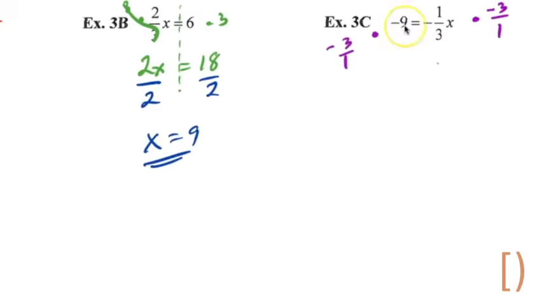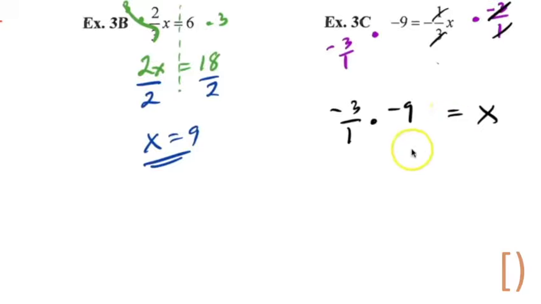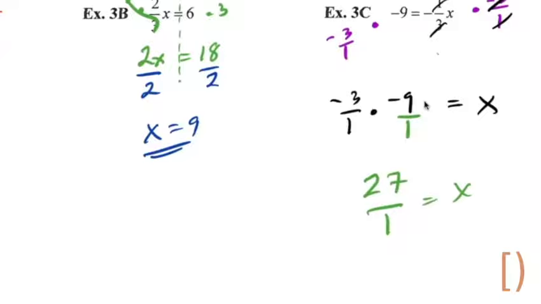Now here's the thing. I'm going to rewrite it so we can see it a little nicer. We have negative 3 over 1 times negative 9 equals. Now this would cancel out, and that would cancel out. If you're not sure how to multiply this, anytime you have a number by itself, it's automatically over 1. So if you don't see it, it's over 1. And all you do is multiply across. Negative 3 times negative 9 is positive 27. 1 times 1 is 1. So you get x equals 27. You can leave it like that, or you can just write x equals 27.